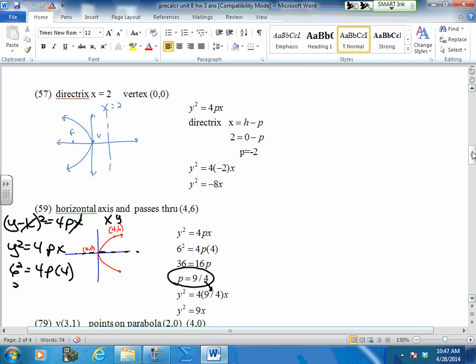So you have 36, if you want me to work it out. We just reduce this to 9 over 4. And we know this is positive because it opens to the right. So P stays positive. And when we plug this back in, the denominator goes away, and you get y squared equals 9x. Okay?